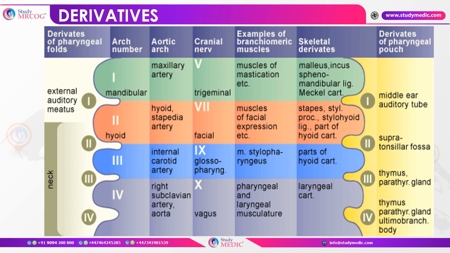Third arch corresponds to the internal carotid artery and the cranial nerve being the glossopharyngeal nerve. The muscles are the stylopharyngeus and parts of the hyoid cartilage is the skeletal derivative. Arch 4 corresponds to the right subclavian artery and the aorta. They are considered as derivatives, and the nerve is the vagus nerve. The muscles are the pharyngeal and the laryngeal musculature, and the cartilage is the laryngeal.